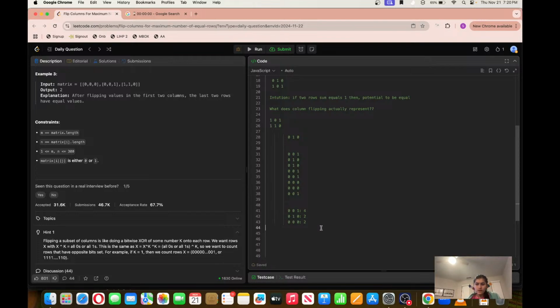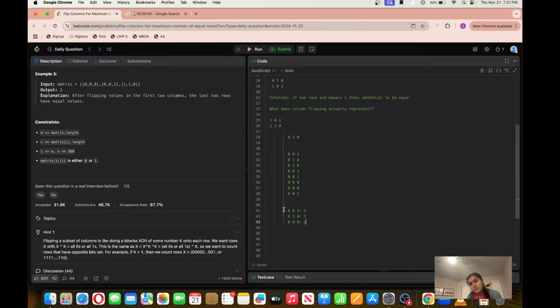Okay, so now I know, right? If two rows' sum is equal to 1, then they have the potential to be equal. It is similar, right? So 0 0 1, 0 1 0 and 0 0 0. So this is as a map. I know that this is the possible 4, and this is the 2, this is 2.